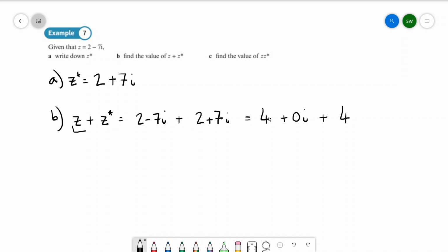So notice that z plus z star equals a purely real number, because the minus 7i and the plus 7i cancelled out. And that's always going to be true. So z plus z star is always going to be a purely real number, where the imaginary part is 0.